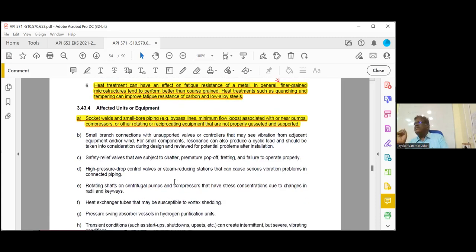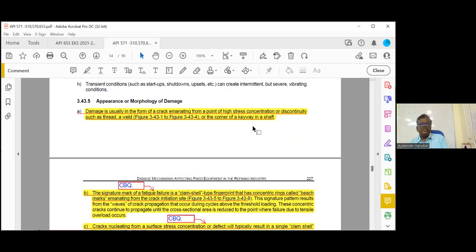Now, where vibration will be there, near a pump or compressor, a small bore line which is not supported will vibrate more. That is called vibration induced fatigue. Socket welds and small bore piping near pumps, compressors, and other rotating or reciprocating equipment that are not properly gusseted or supported. Then appearance, these are important. Damage is usually in the form of cracks emanating from a point of high stress concentration.